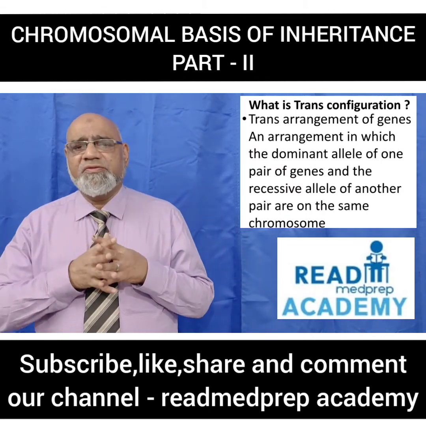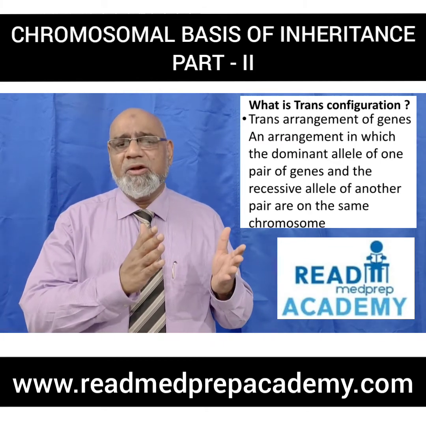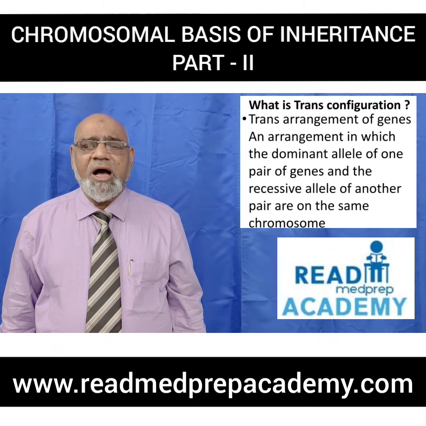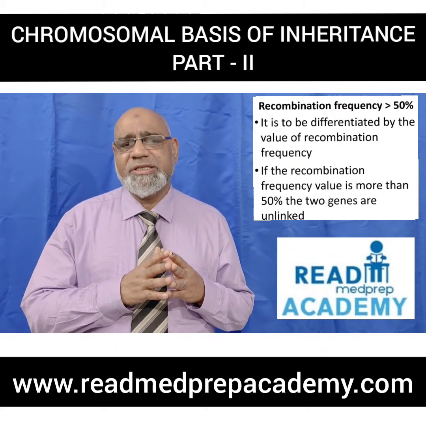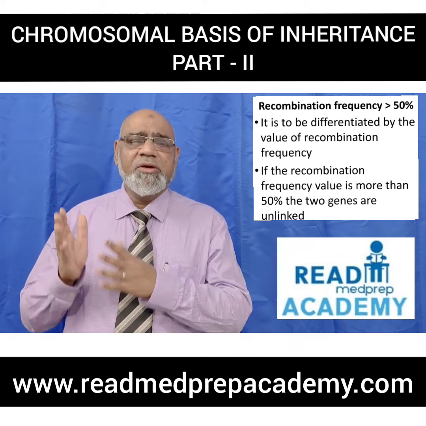Trans arrangement of genes is an arrangement in which the dominant allele of one pair of genes and the recessive allele of another pair of genes are present on the same chromosome. Now, what is this recombination frequency? It is to be differentiated by the value of recombination frequency.